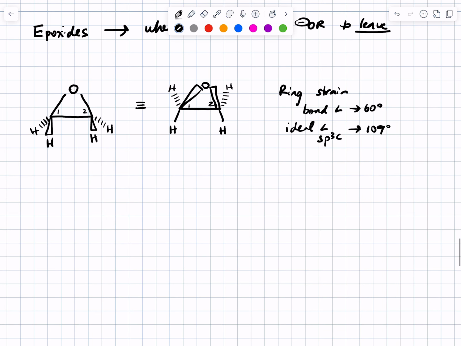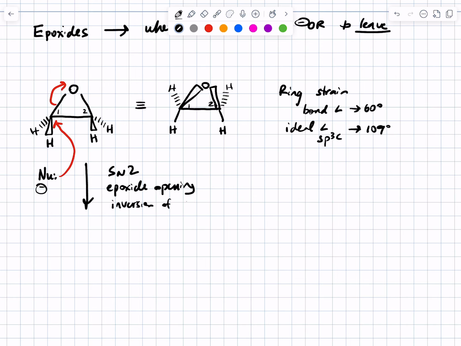And so that allows the following to happen. You can have a nucleophile attack an epoxide, and the nucleophile will attack the epoxide in SN2 fashion. So we'll call this SN2 epoxide opening. And it happens with inversion of configuration.